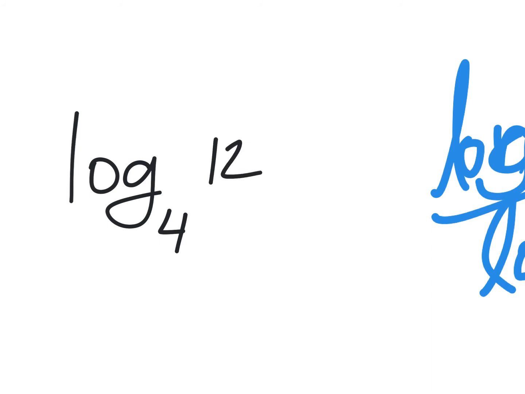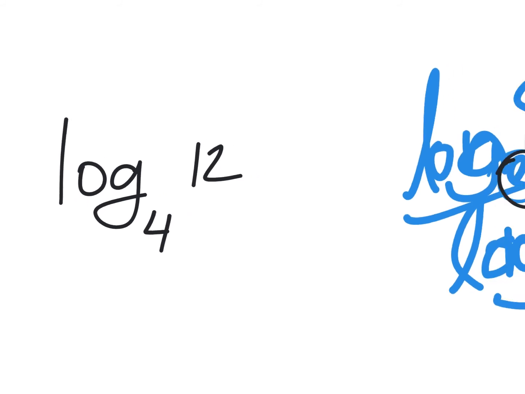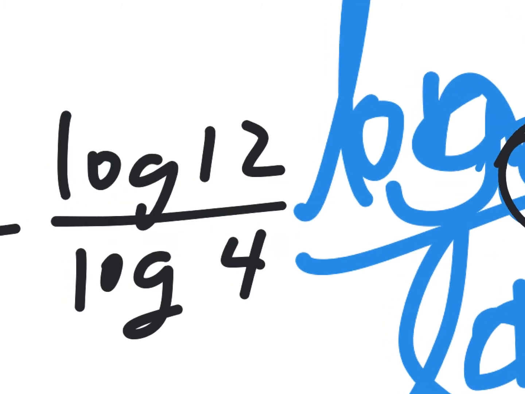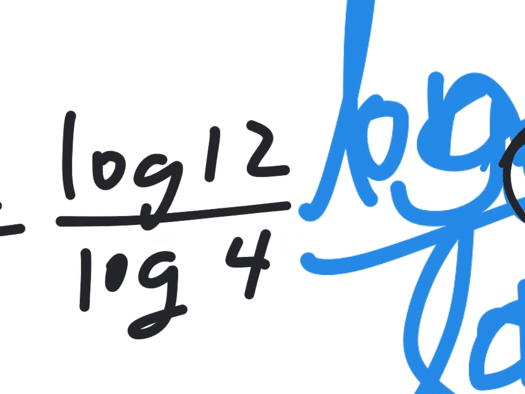So this is called the base change property of logs. If I have log base 4 of 12, and I don't want it to be base 4, what if I want it to be base 10? That one's easy. Log 12 over log 4. But the thing that really messes with your head is that this could be anything. Log base 4.2. It doesn't matter what the base is because it'll keep the same ratio.